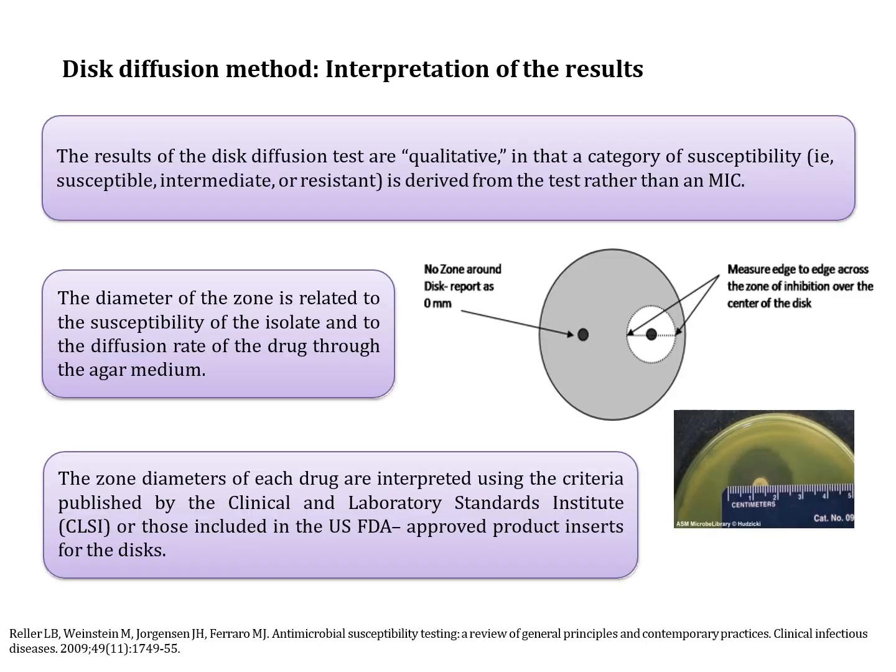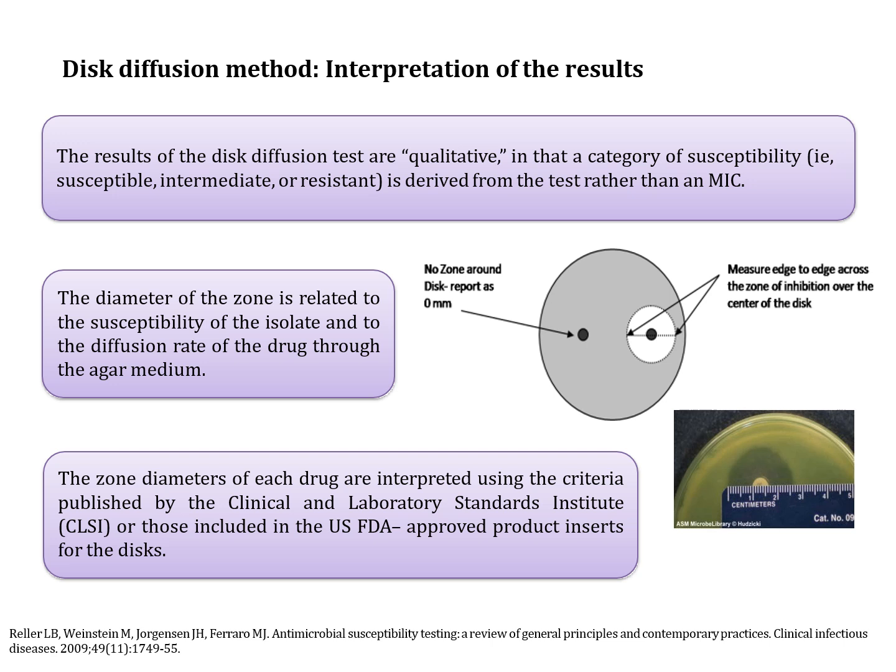How to interpret the diffusion method? The results of diffusion tests are qualitative, in that we have categories like sensitive, intermediate, and resistant. It is derived from the test rather than an MIC. The diameter of the clear zone of inhibition relates to the susceptibility of the isolate and to the diffusion rate of the drug into the agar medium.